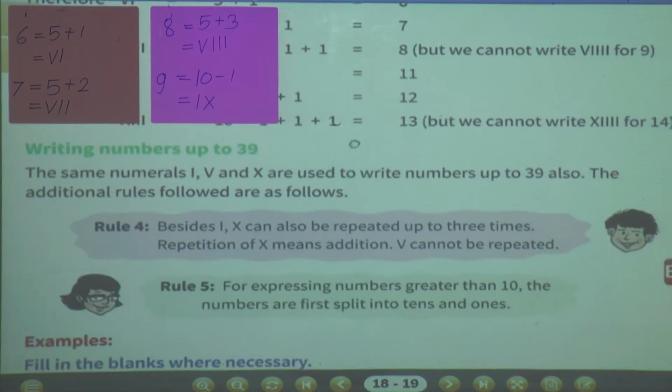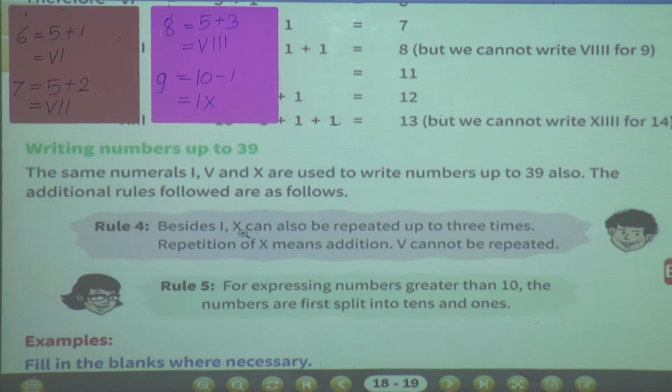Now see children, writing numbers up to 39. The same numerals I, V and X are used to write numbers up to 39. Means up to 39, suppose we have to write the numbers, then what we have to do? We can use the same numerals, that is I, V and X. By using 3 letters, we can write the numbers till 39. The addition rules followed are as follows. Now see here, besides I, what I told you? We can repeat I 3 times, not more than that.